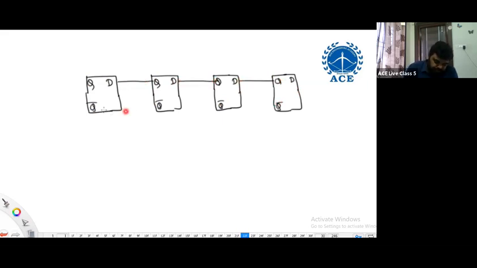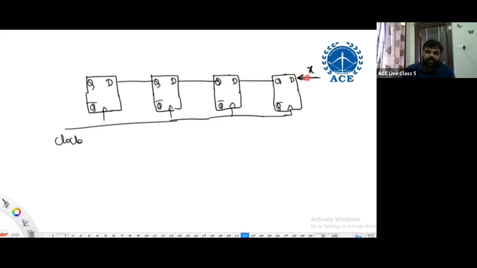If you are supplying data X here, what is happening? It is possible to feed information at the LSB, and it is possible to shift data to the left side. Whatever was here will be shifted to this. And at the LSB, we are feeding data serially. At this port, it is possible to supply data serially.